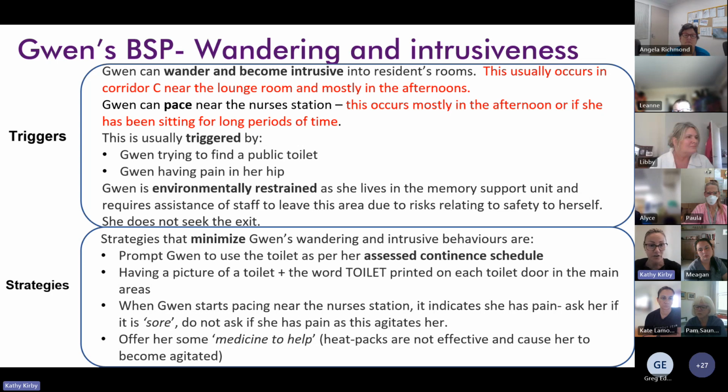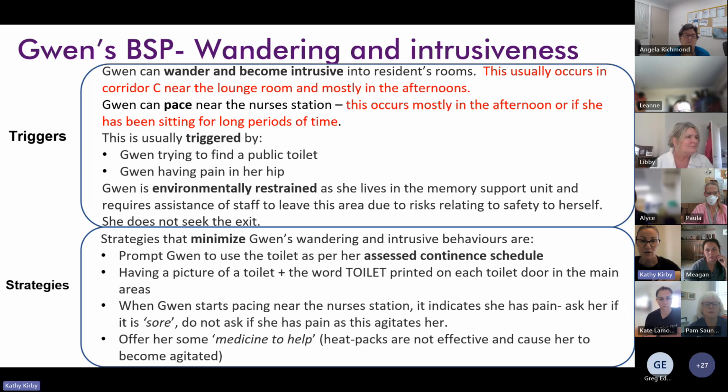Strategies like having a picture of the toilet and the word toilet printed on the wall. If Gwen starts pacing near the nurse's station, it indicates that she has pain. Ask her if it's sore. Don't ask her if she has pain because this agitates her. Again, it's being very specific. And this was, again, a true scenario for this lady.